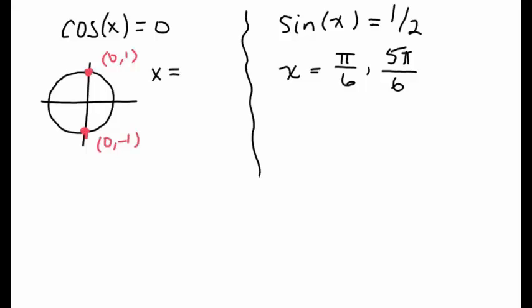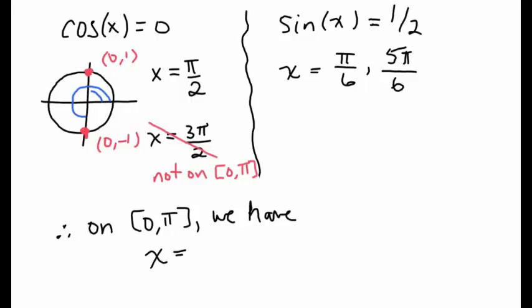Well, up top we have that x is going to equal pi by 2. That's this angle measurement here. And then the one at the bottom is 3 pi by 2. However, we're going to exclude this particular value because this value is not on the interval 0 to pi. So, our final solution here on the interval 0 to pi, we have three solutions. Our first one is at pi by 6, our second one is at pi over 2, and our third one is at 5 pi by 6.